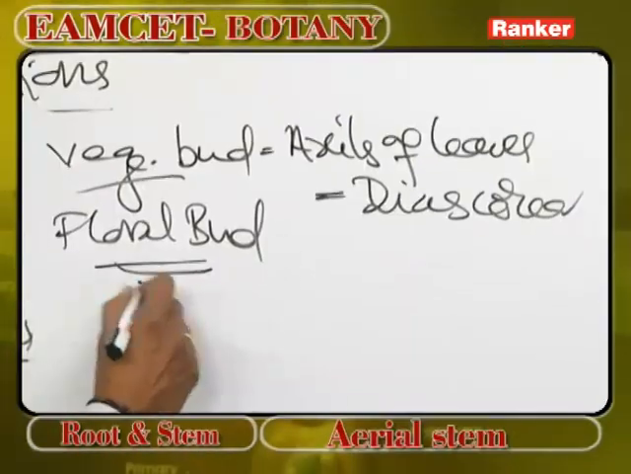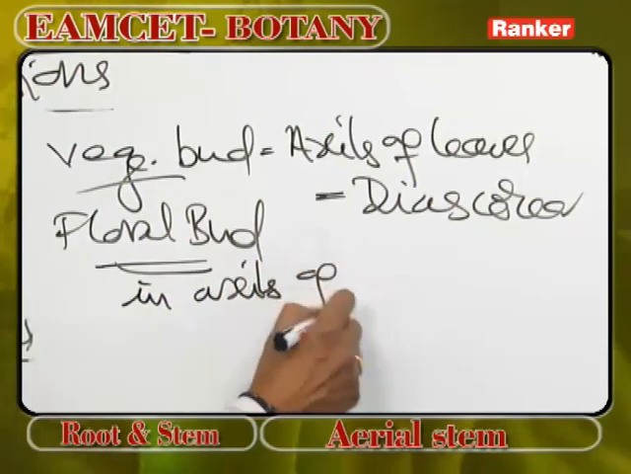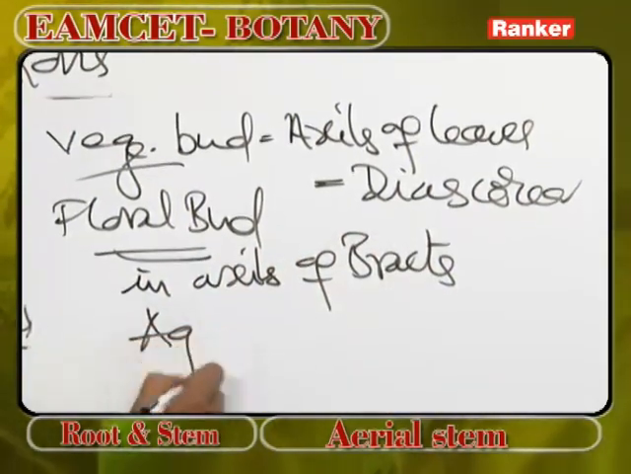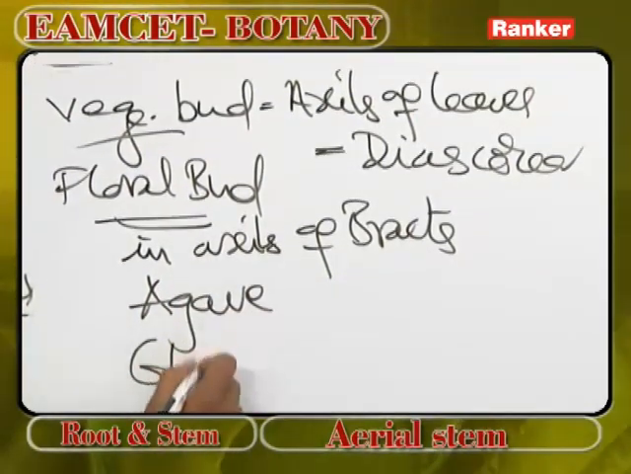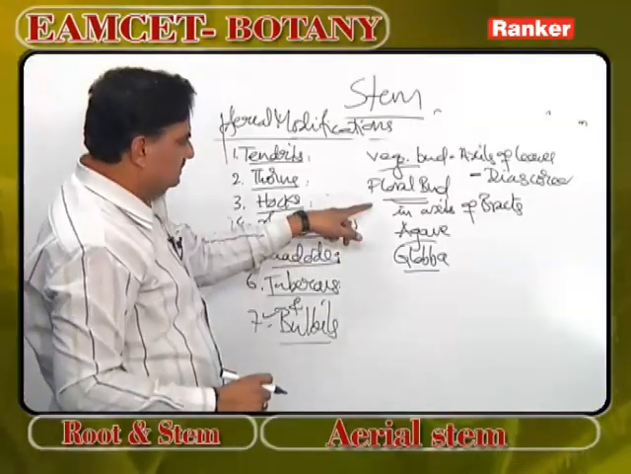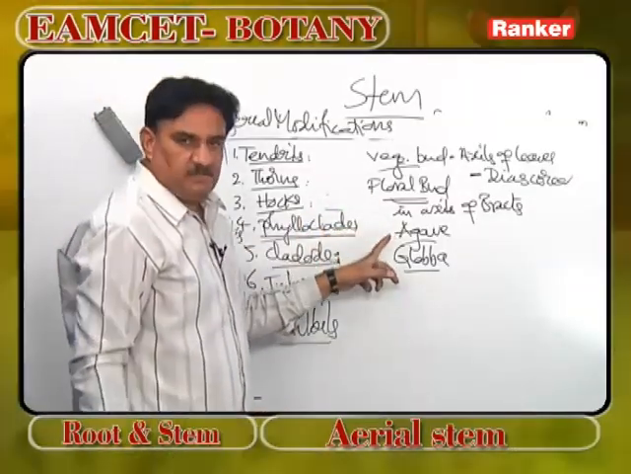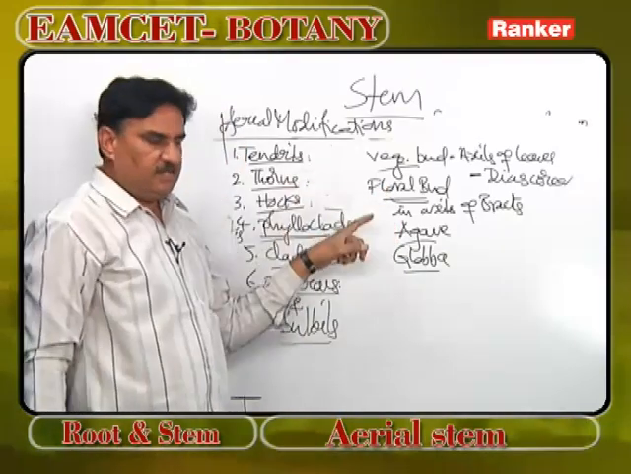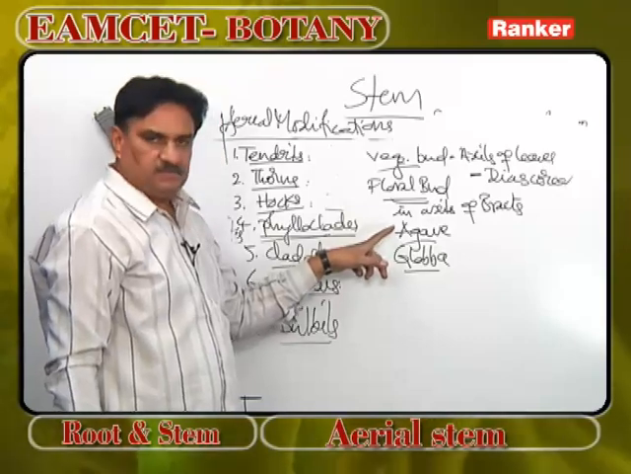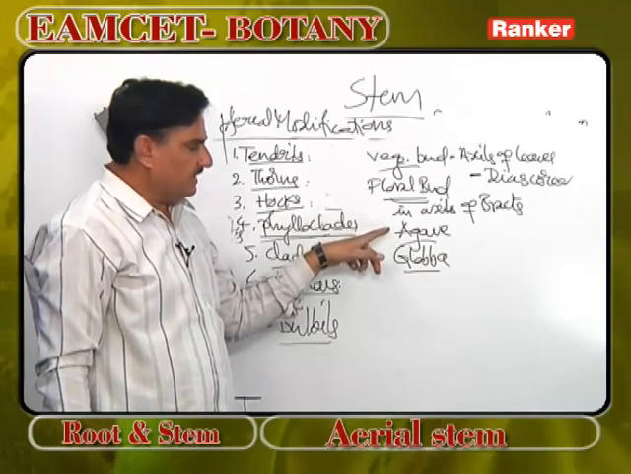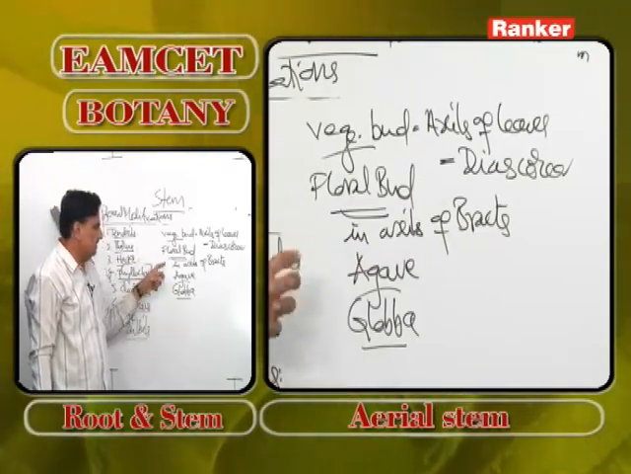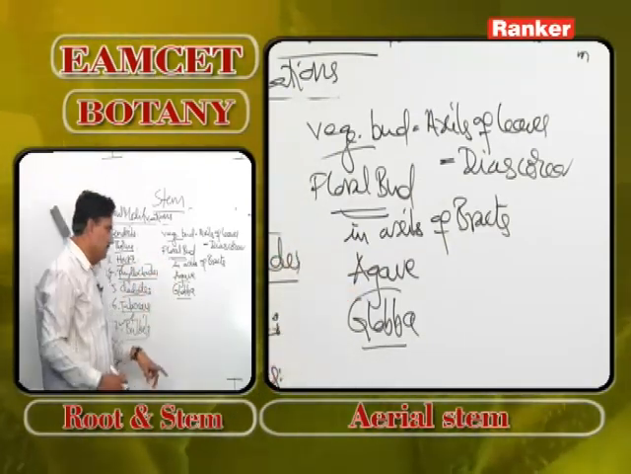A floral bud in the axils of the bracts becomes a bulbil in Agave and Globba. Agave americana and Globba bulbifera. The special feature is that vegetative propagation with bulbils totally depends on sexual reproduction in Agave and Globba. I hope you got it. Why? Because only after the formation of the inflorescence, bracts and other things, bulbils are formed. So, sexual reproduction and vegetative propagation are linked in Agave americana and Globba bulbifera.